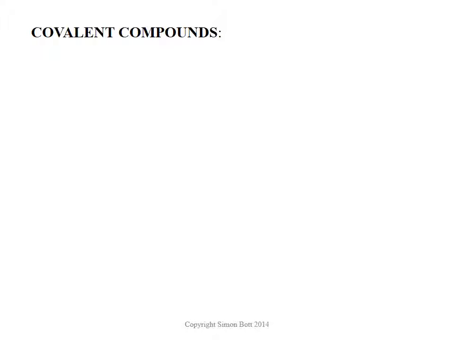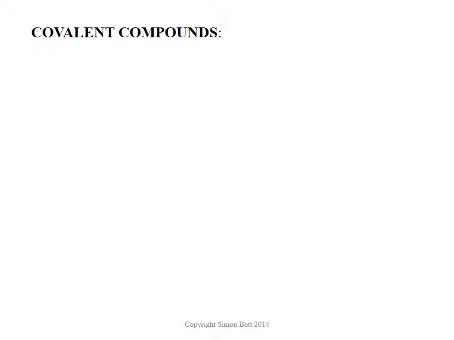Okay, so we've learned about ionic compounds. Most compounds, however, are not ionic. Most compounds are ones in which atoms don't transfer electrons, but they share electrons. And these compounds are called covalent compounds.